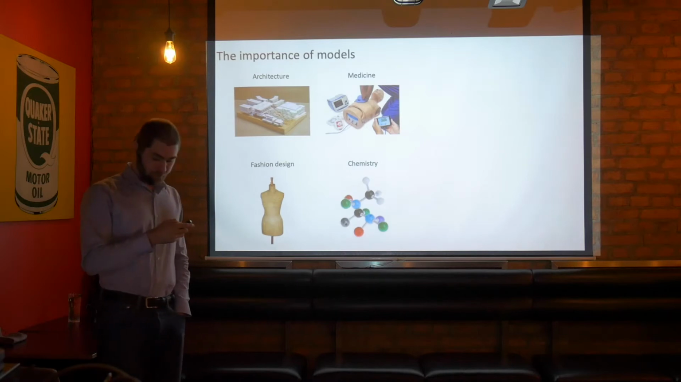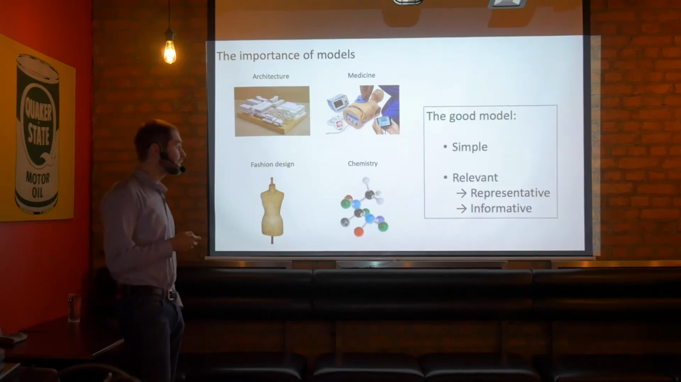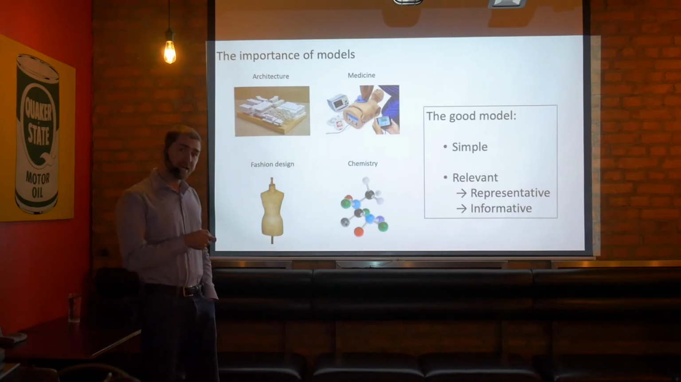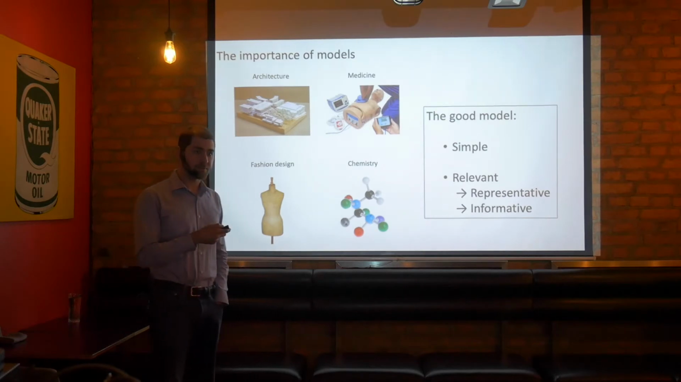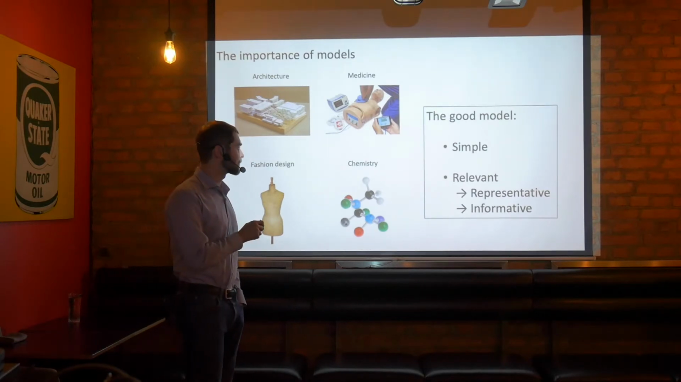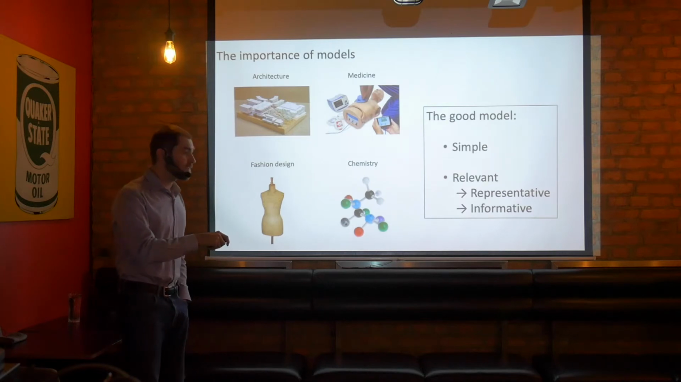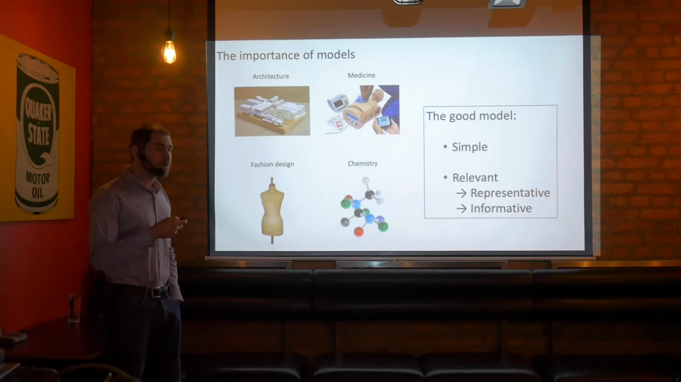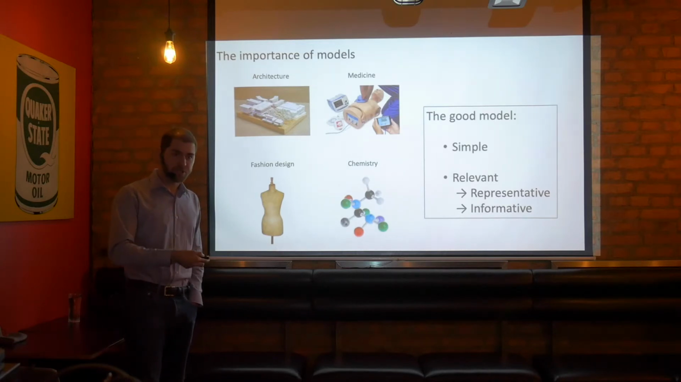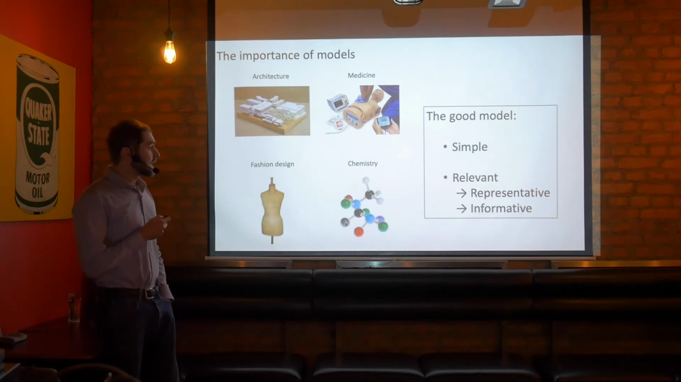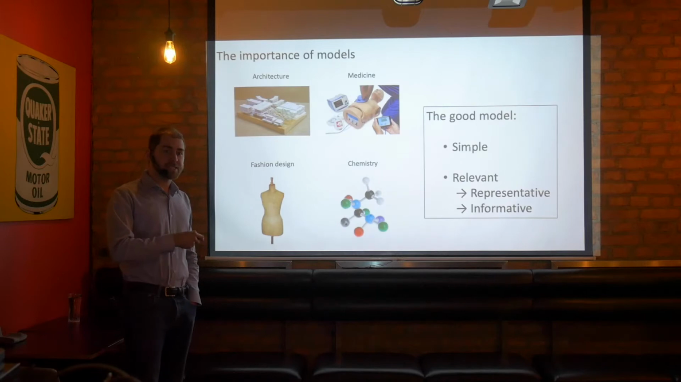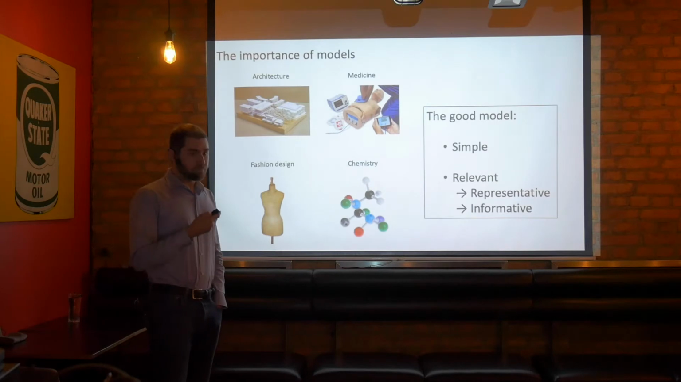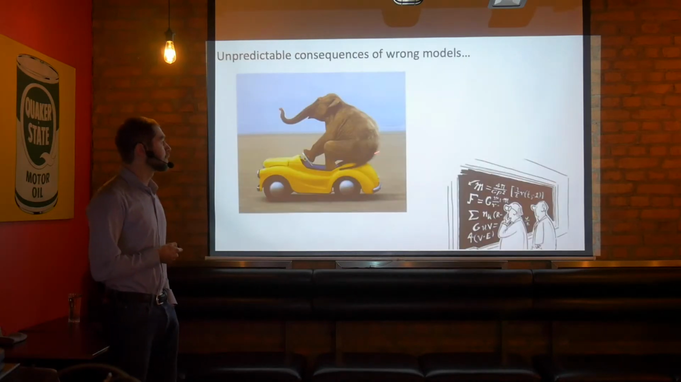What is important for models is that they all share some characteristics: they are simple enough to exclude all the elements of the problem that are not necessary to solve the problem, but at the same time they're relevant enough to be representative of the object of study, and they're able to allow us to generate new knowledge about the subject of study. This is important because if any of these elements is missing, then we end up with a wrong model, and a wrong model mostly drives us to wrong conclusions.